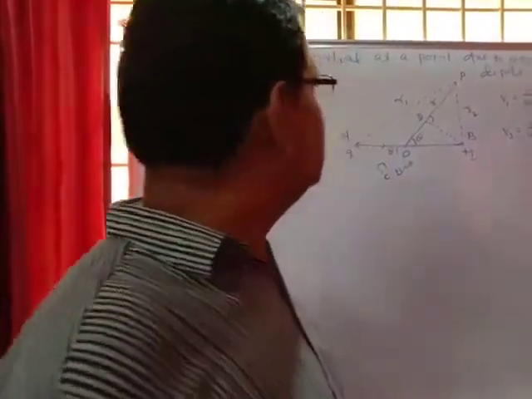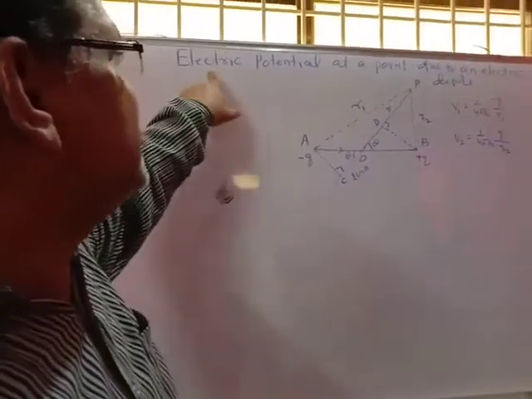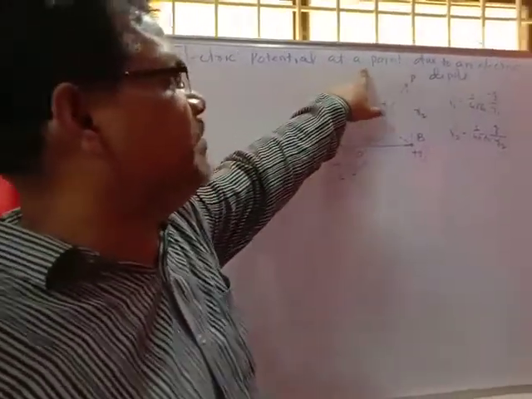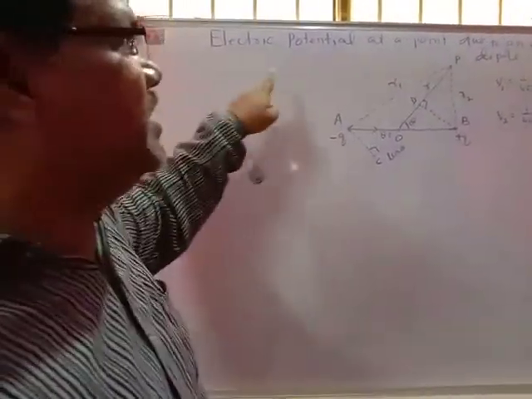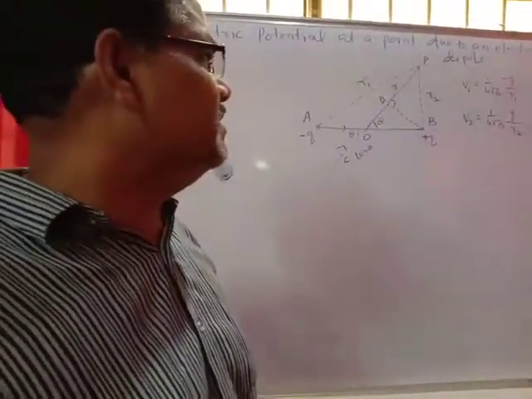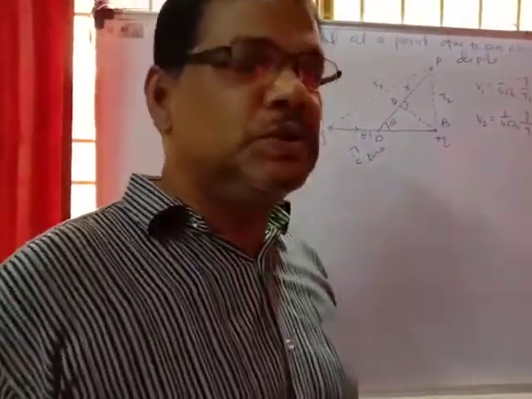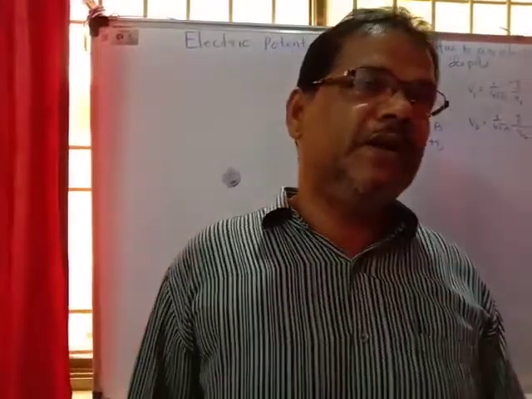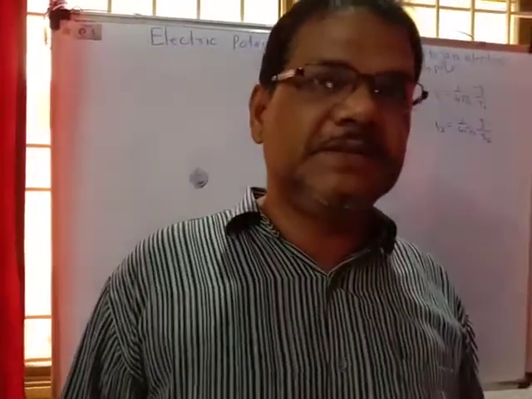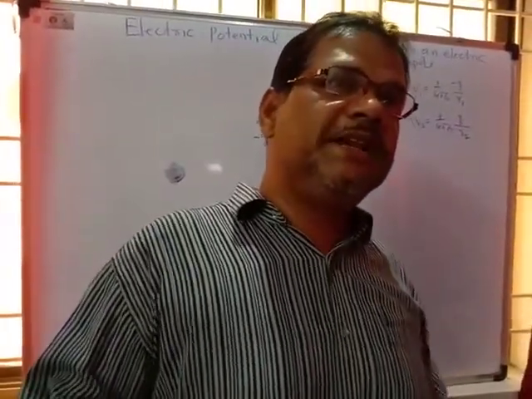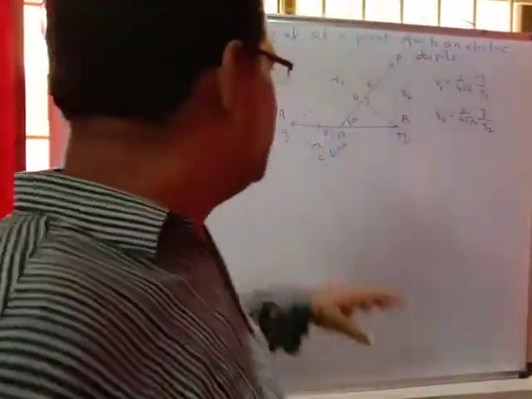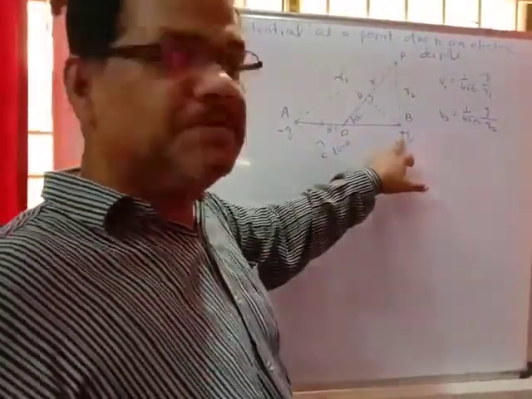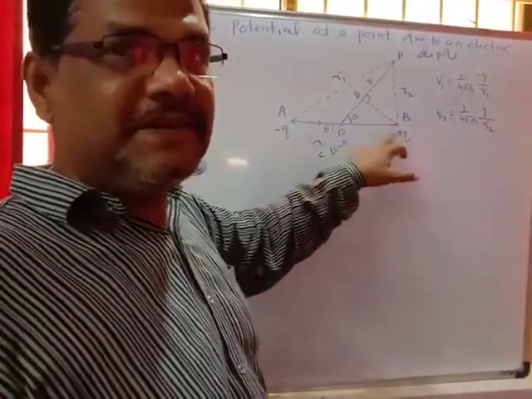The rest portion of potential is left out, that is the electric potential at a point due to an electric dipole. Electric potential at a point due to an electric dipole. Already you know that for a charged particle or any type of charge distribution, the electric potential will be there in the electric field. So minus q and plus q charges are consisting of a dipole.